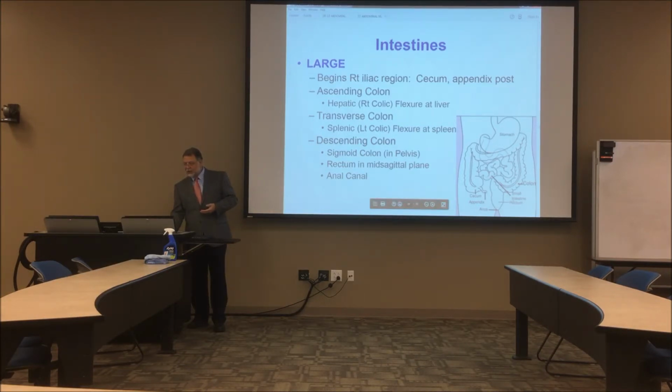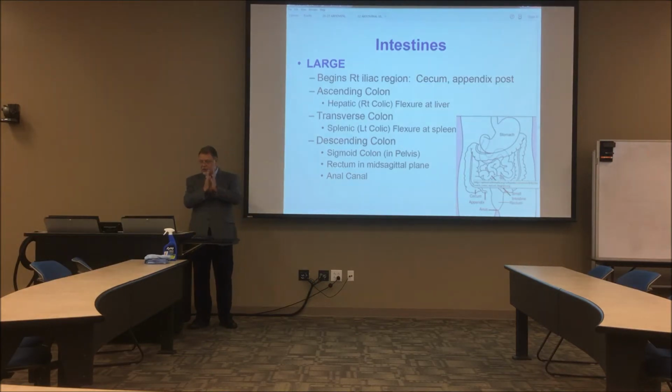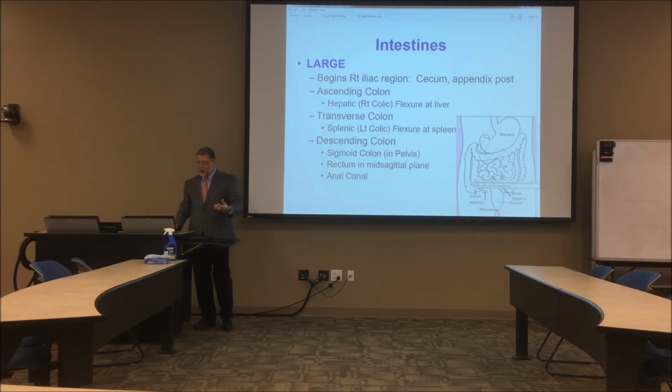You can see this oblique line showing where the sigmoid ends and the rectum starts. Tissue is different, attachments are different, so there's a distinct situation where the descending colon follows the sigmoid colon, that's where the curvature is, and then finally it gets into the rectum. One of the important things is that the rectum is in the mid-sagittal plane. So you're going to have it right here. And finally, the anal canal.